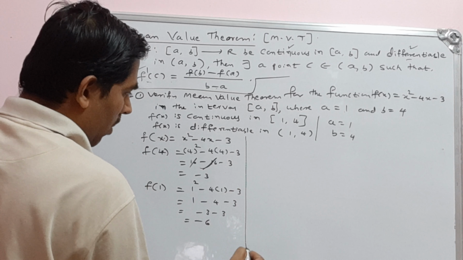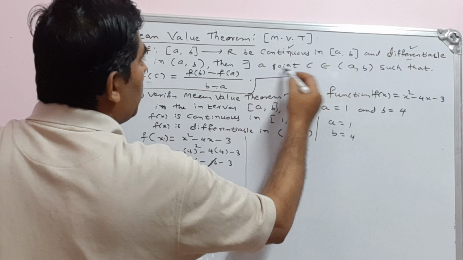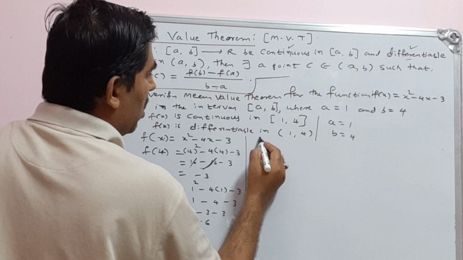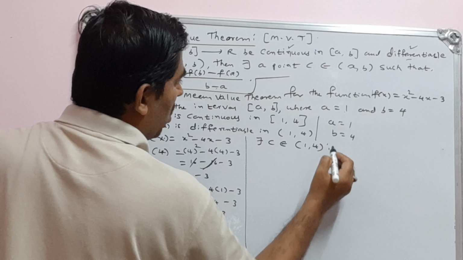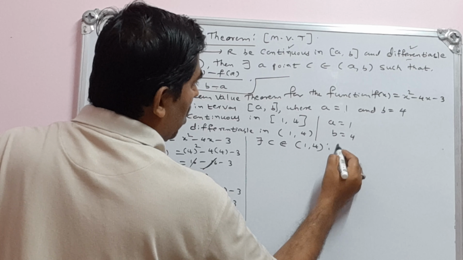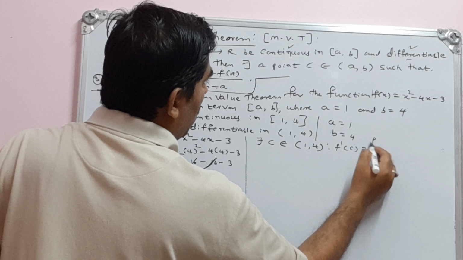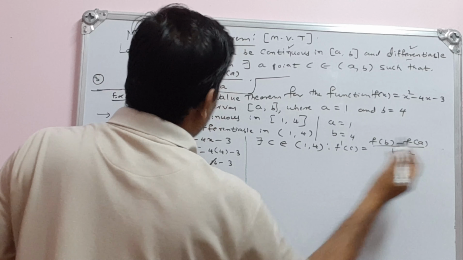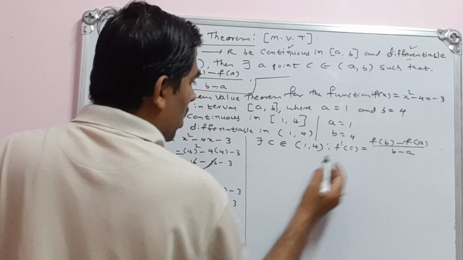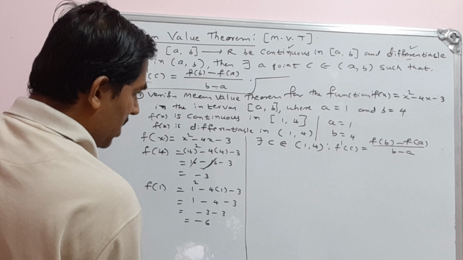So then, by mean value theorem, there exists a point C belongs to this interval (1, 4) such that f dash C is equal to f of b minus f of a divided by b minus a. So I have written this, f dash C is equal to this one. So what is f dash C?